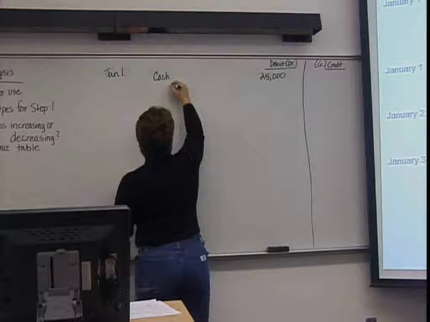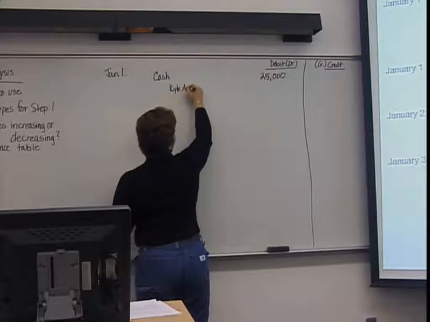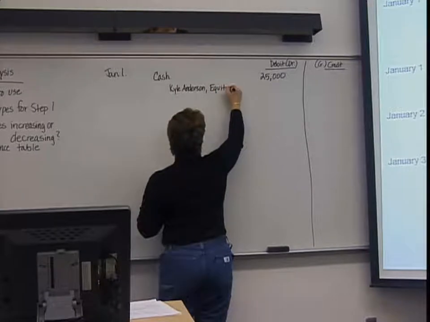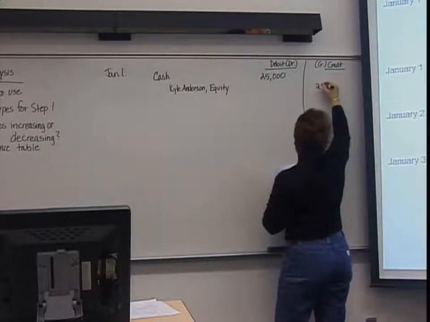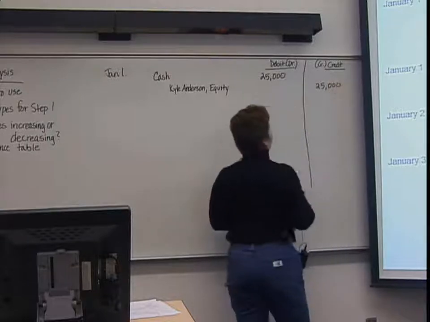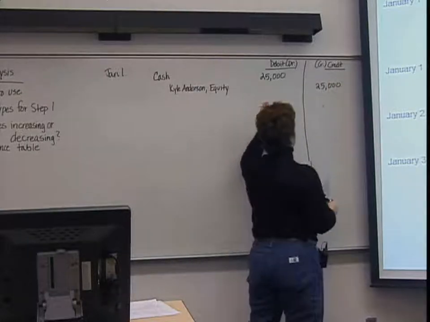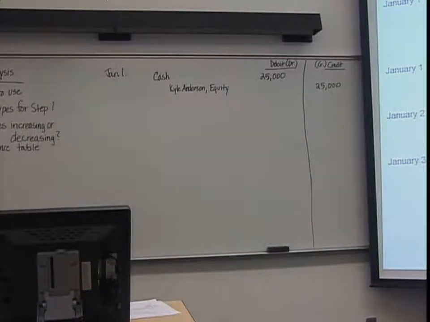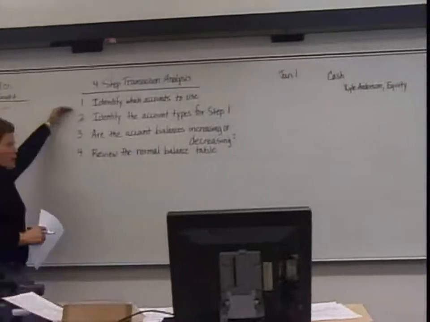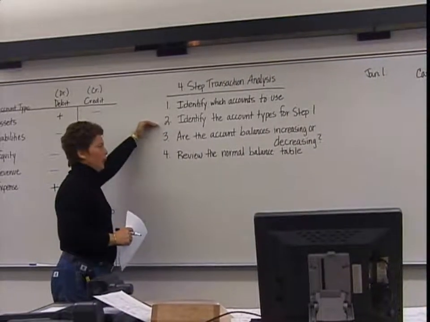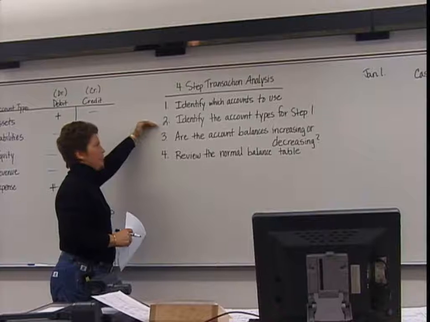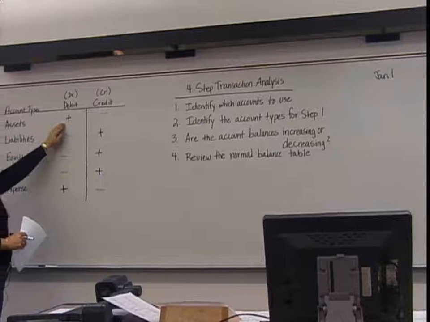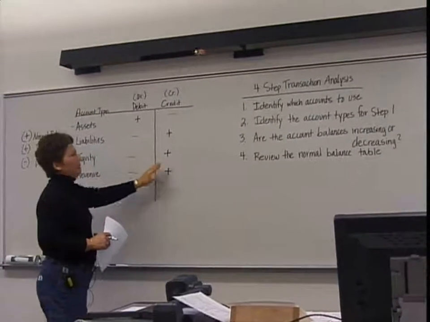And we will credit Kyle Anderson equity for $25,000. Again, my debits on the left side must equal my credits on the right side. If we go back here to the four-step transaction analysis, we identified which accounts to use, the account type, which are asset and equity. Both of them are increasing, so we debited assets and we credited equity.